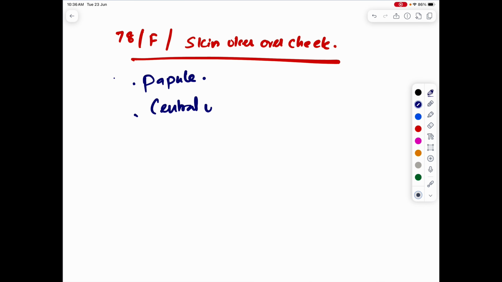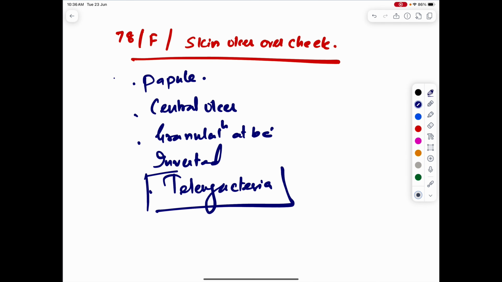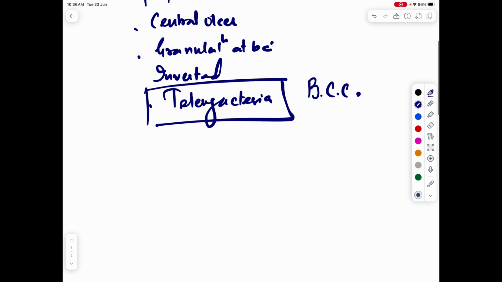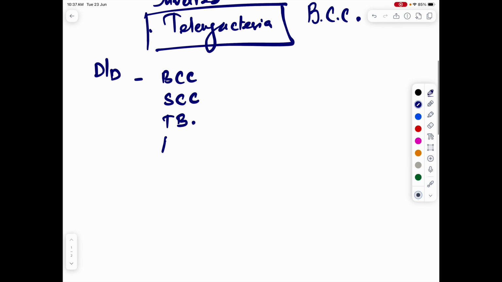then you can find granulation at the base, inverted edges, and telangiectasia. Telangiectasia is a very typical feature of basal cell carcinoma, pink and non-metastatic. So what can be the differential diagnosis? It can be basal cell carcinoma, squamous cell carcinoma, tuberculosis of the skin, or actinic keratosis. So you have to mention these things.